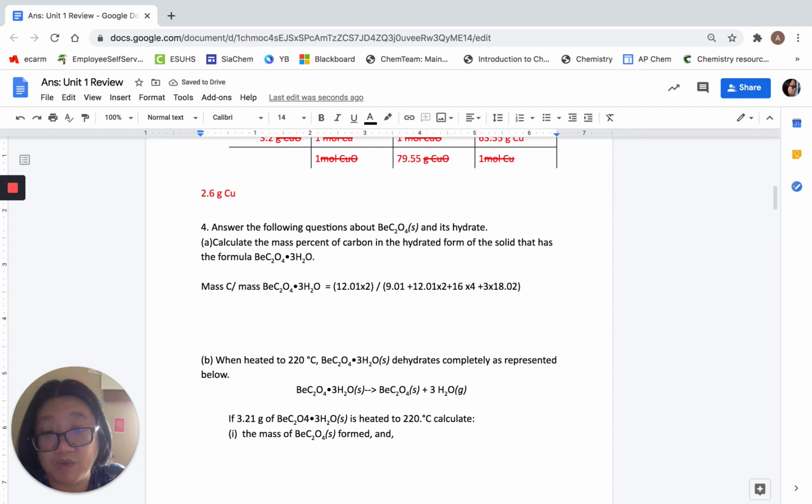So overall, we're going to get, let's say, 9.01, 12.01. So we're going to get 15.897, so 15.90%. Okay, so that would be the mass percent of carbon in this hydrate.